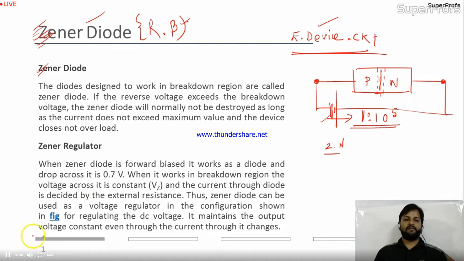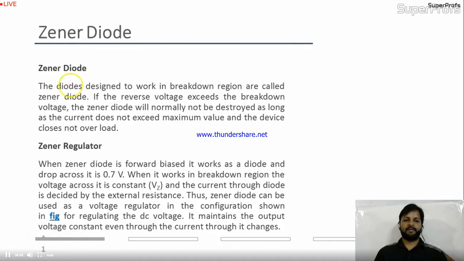Okay, wait a minute, let me erase some parts. The diodes designed to work in the breakdown region are called Zener diodes. This we'll use in the breakdown. I'll tell you about breakdown also, because this is the important thing we are going to use in the circuits. If the reverse voltage exceeds the breakdown voltage, the Zener diode will normally not be destroyed as long as the current does not exceed the maximum value and the device is not overloaded.